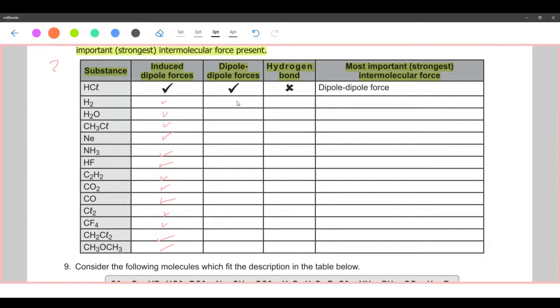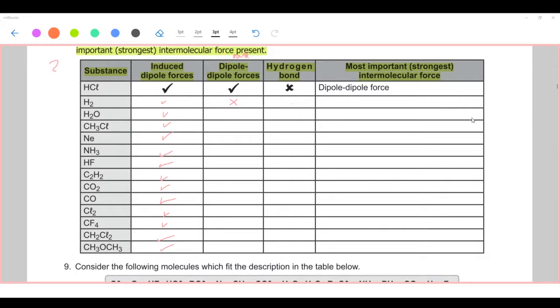Then to decide if it has dipole forces, I need to ask myself, is this molecule polar or not? Now, you don't have to go through, I hope, well, it would be good if you did, all the steps for each of these molecules to determine if they're polar. You draw a Lewis structure, you determine the shape, you look at the electronegativity, and you look at the symmetry. But it's enough to do that thinking in your head. H2 is not a polar molecule, so there's no dipole forces. Dipole forces only happen if you have a polar molecule. Then, does it have hydrogen bonding?